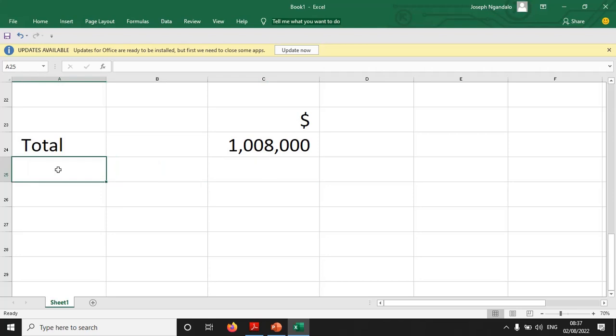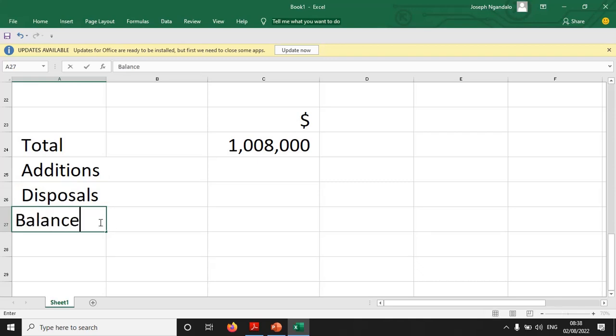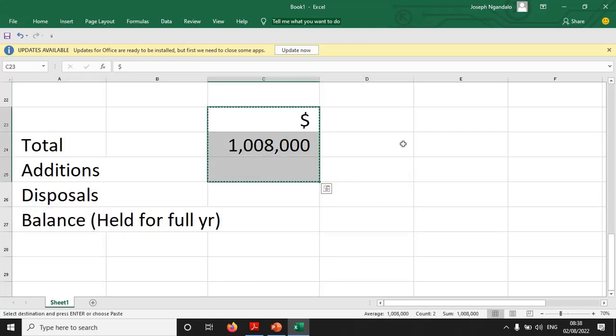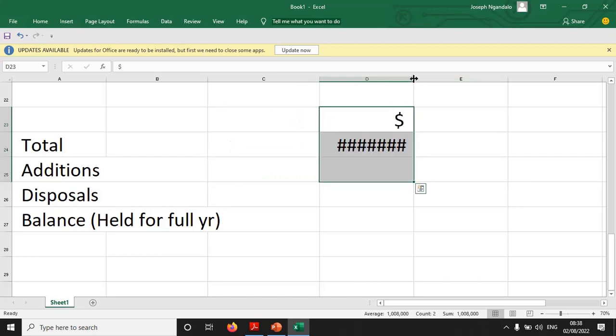Let's proceed. The next one. So you're going to have to talk about the additions. You understand? What we bought during the year. And talk about the disposals. And the balance, what we could have held for the full year. What did I say here? The balance was held for the full year, please.